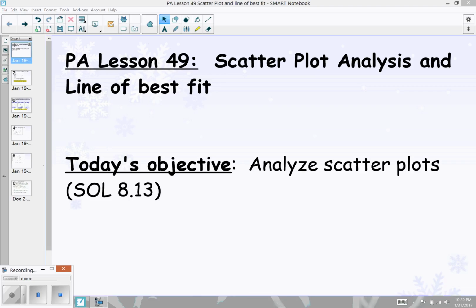Welcome back. Today's lesson is about analyzing scatter plots and determining the line of best fit.